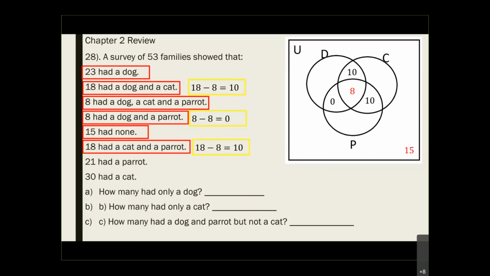Do you agree that this area right here, this area right here, and this area right here, and right here, those areas are the dog area, right? This circle right here is my dog circle. And again, you have to ask yourself, how many have you already used?